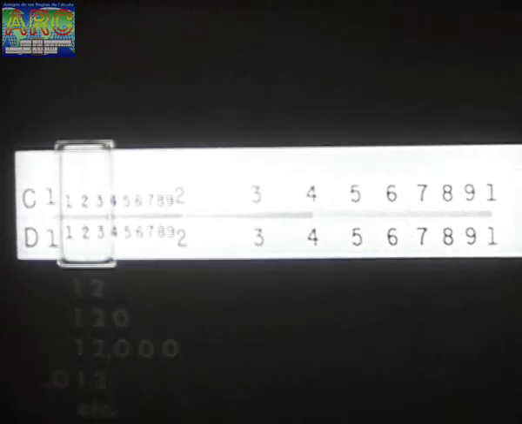Remember, any position on the rule may be read with ciphers and with decimals. For example, we read this position as 12. It may also have these readings. The same holds for any position on the rule.